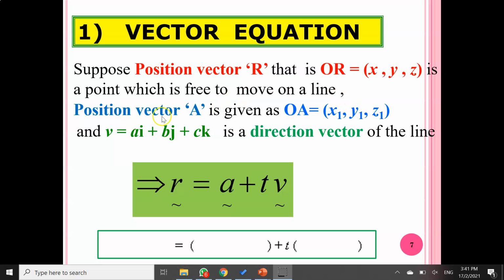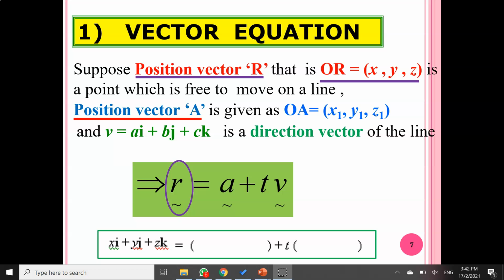So we have another one, position vector a, given by OA. And we have v over here. v equal to ai plus bj plus ck is a direction vector of the line. So we have altogether three types of vectors: OR, OA, and the v one over here. So you have position vector r, position vector a, and also direction vector, which is v.